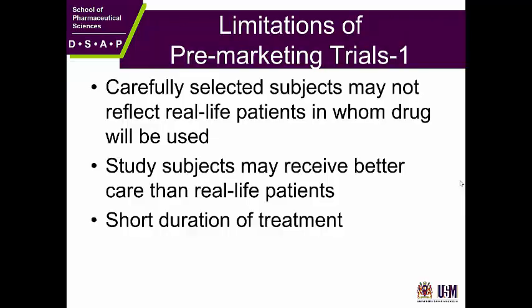The reason why we have this phase 4 is that the pre-marketing trials have some notable limitations. First is that the subjects recruited into the trials are people who are carefully selected. It may not reflect real-life patients in whom the drug will be used. And study subjects may receive better care than real-life patients. Some of them will be placed in a very special hospital or ward, manned by a very special nurse, being given very special treatment.